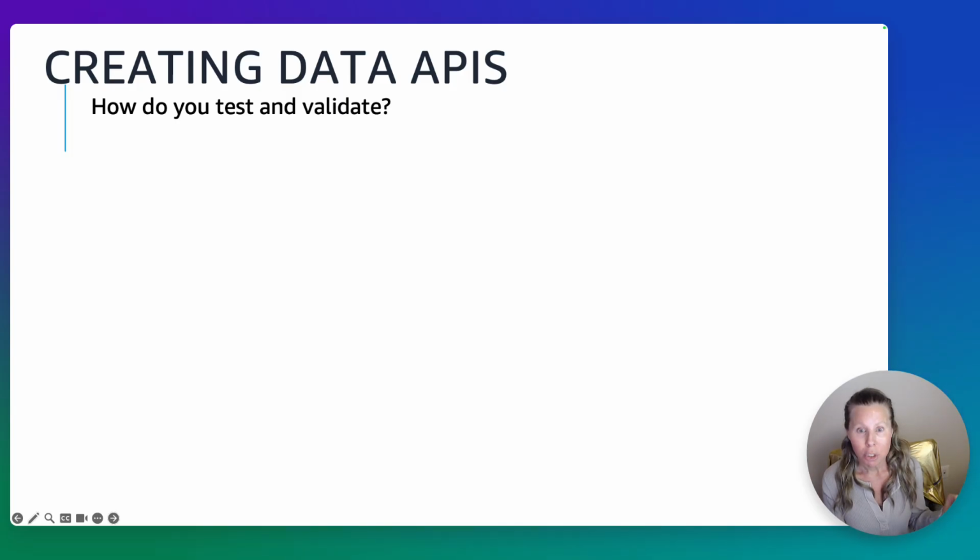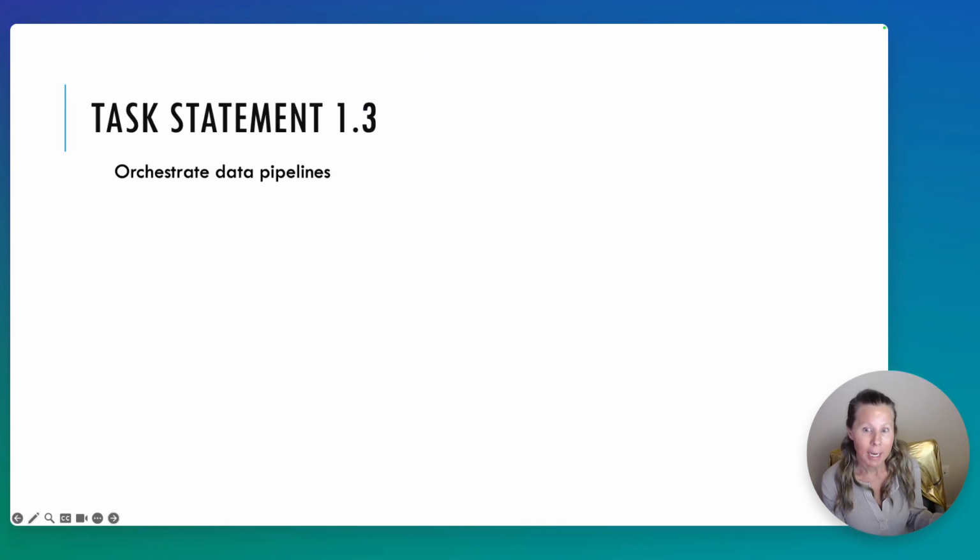For the exam, ensure you know the different AWS services to use to create secure and scalable data APIs and make your data available to other systems. Let's move on and talk about the third task statement from Domain 1, which is to orchestrate our data pipelines.